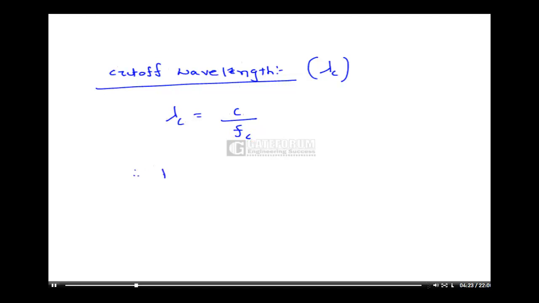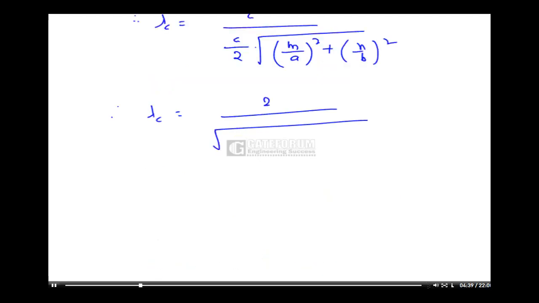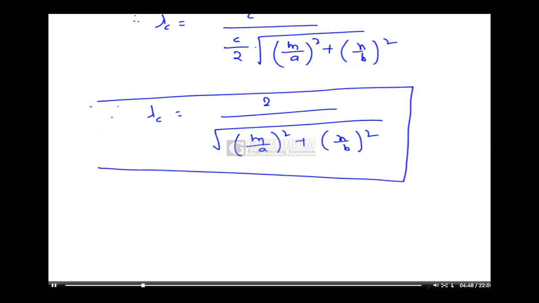Therefore, lambda c is equal to c by fc, which is equal to c by 2 into square root of (m/a)² + (n/b)². Therefore, lambda c is equal to 2 by square root of (m/a)² + (n/b)². This is the cutoff wavelength. Here we are discussing TM mode propagation.